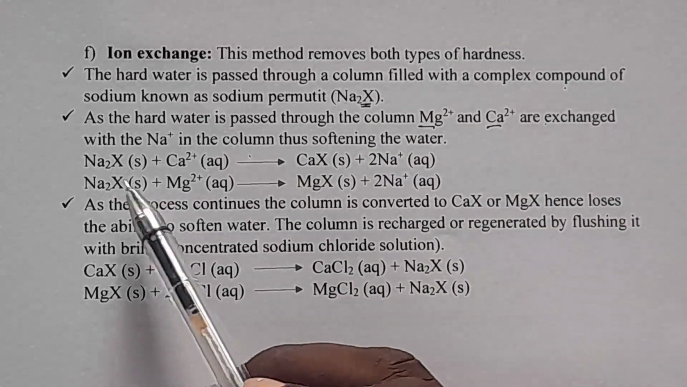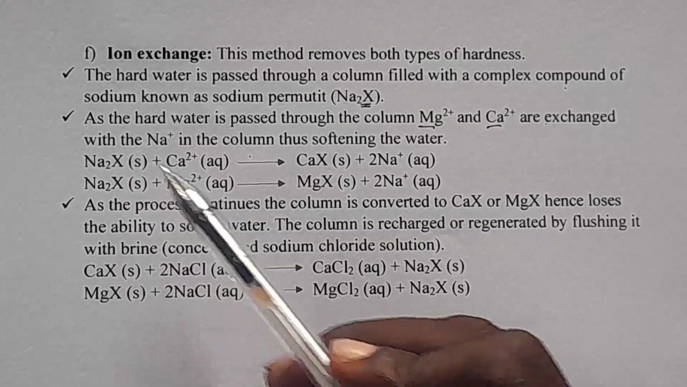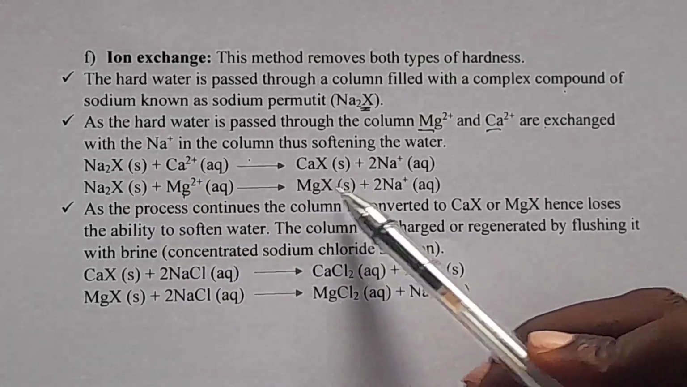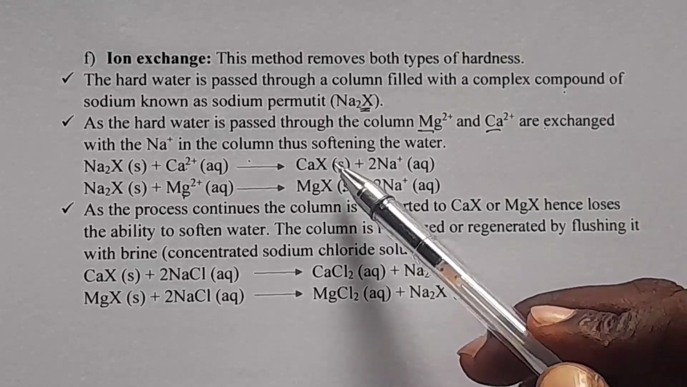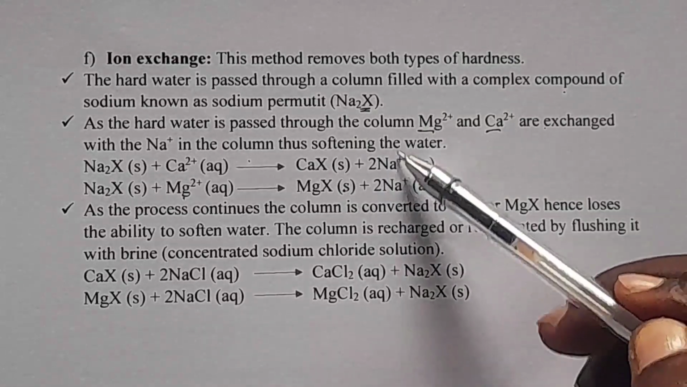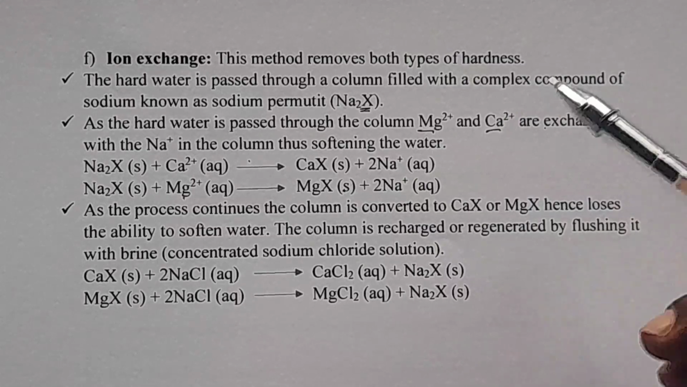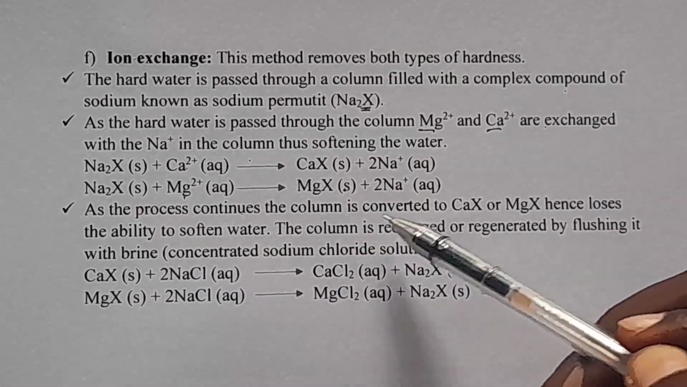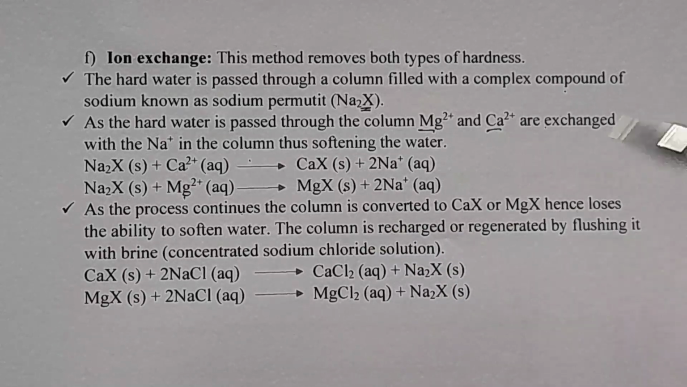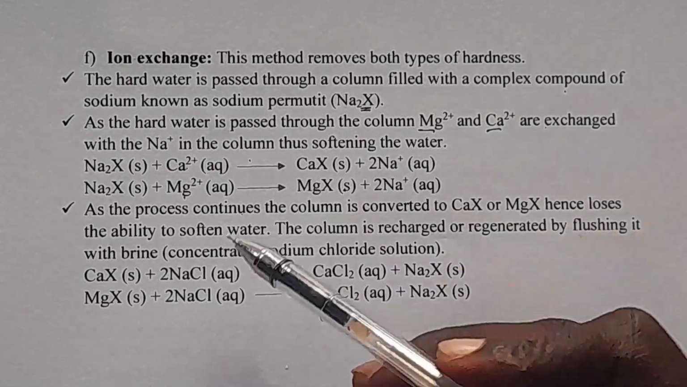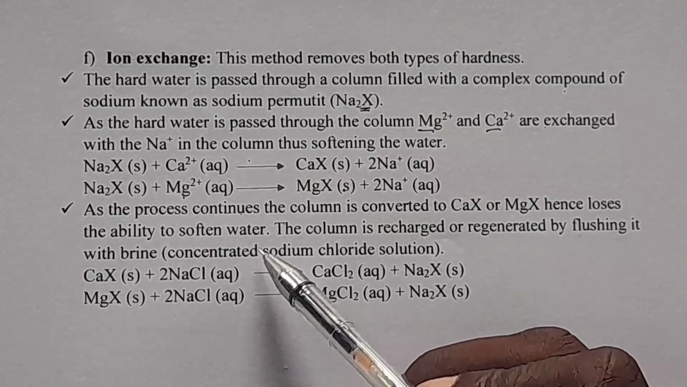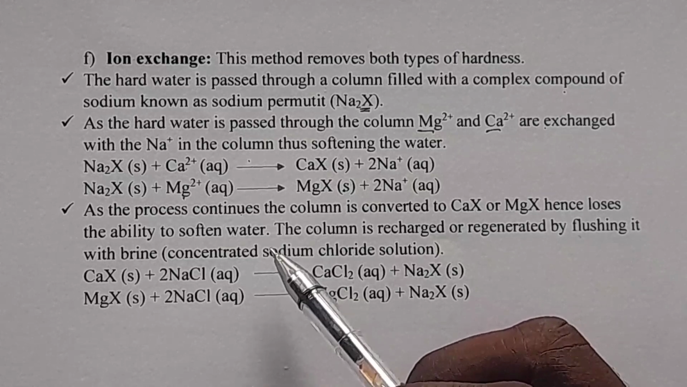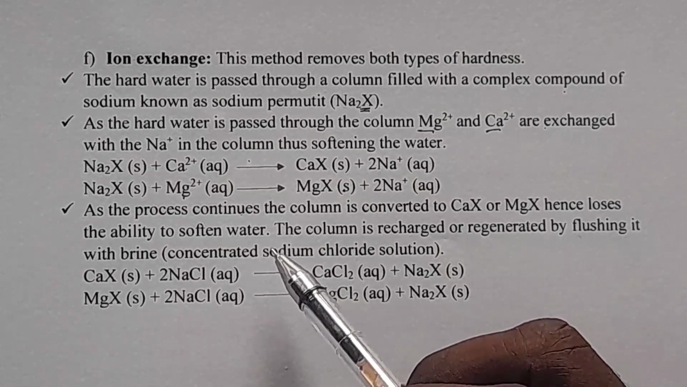The equation for that will be the sodium complex reacting with calcium ions and magnesium ions, giving calcium complex and magnesium complex, which are retained in the column. That means sodium ions go with the soft water. As the process continues, the column is converted to calcium complex and magnesium complex, hence loses the ability to soften water. So during the exam, you are asked, how will the column be regenerated or recharged?